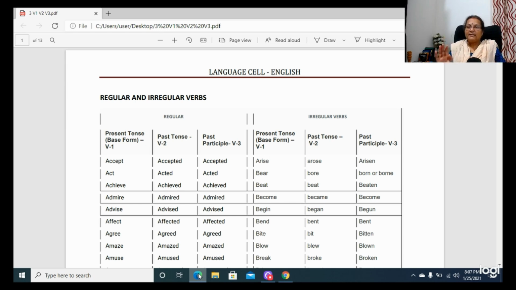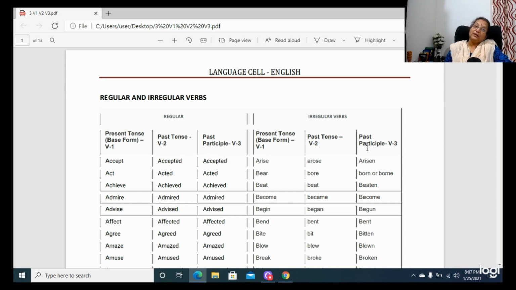Okay. Now let's see the regular verbs. V1 is accept, accepted, accepted. See, accept, accepted, accepted. Now, ed is added to make it past tense. Again, ed is added to make it past participle also. Act, acted, acted. Like that, in all these verbs, ed is added to make it past tense and past participle.